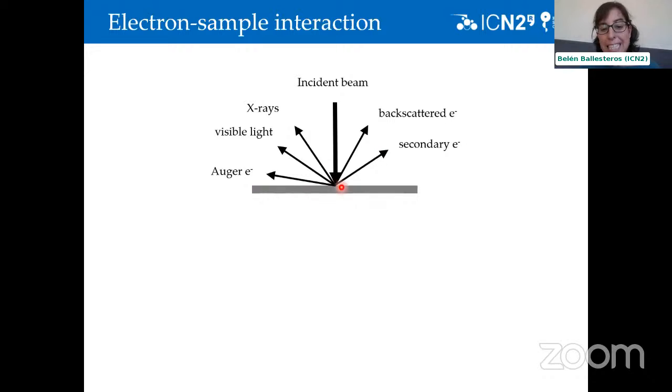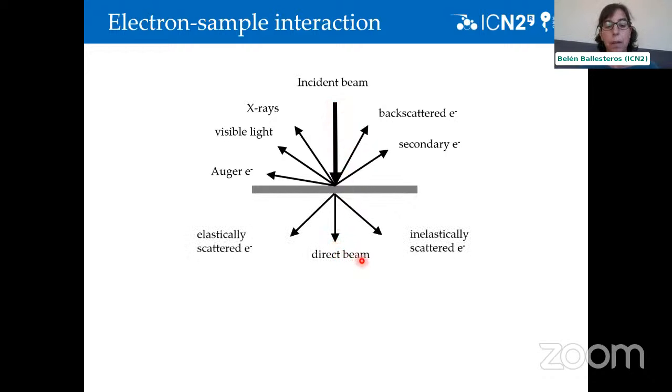And if the sample is thin enough, but only in the cases that the sample is thin, some of the beam will also be transmitted through the sample, and we will have a direct beam and some inelastically scattered electrons and elastically scattered electrons. So all this is happening simultaneously at the same time.